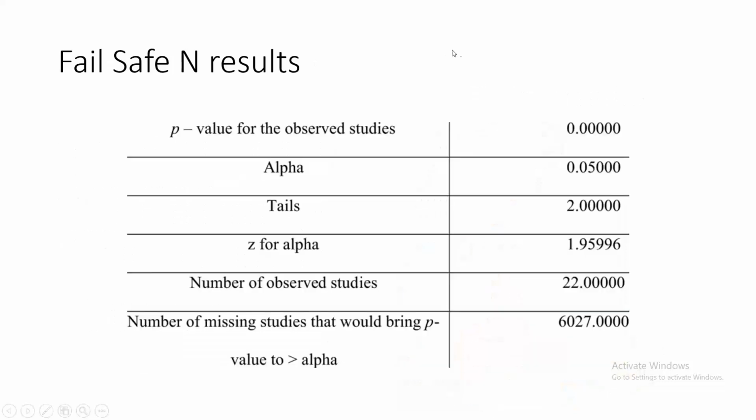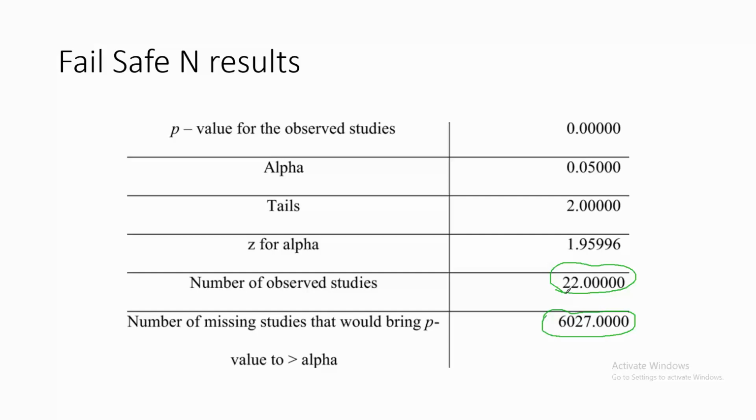Now this is how it is generally reported. So there's a fail-safe N, and the most important value over here is this one. So 6027, this is the value you have to read. So if I have 31 papers and the fail-safe N comes to 6027, here what you see is number of observed studies. Number of observed studies means the total number of studies I have taken.